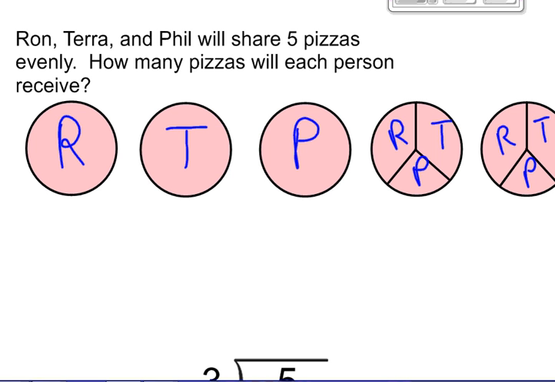And so in the end, as we add things up, we see Ron got one whole pizza here. He got a third of a pizza here, and a third of a pizza here. And so if we add those ideas together, we get 1 plus 1/3 plus 1/3, which gives us a total of 1 2/3. So Ron is going to get 1 2/3. And as we look at the picture, we can understand that Tara is going to get 1 2/3, and Phil is going to get 1 2/3. Right? So this picture helps us understand that.